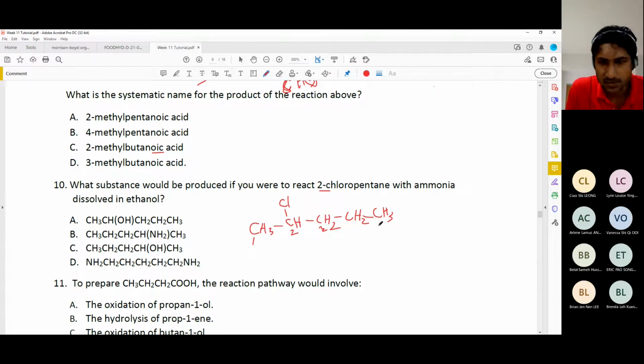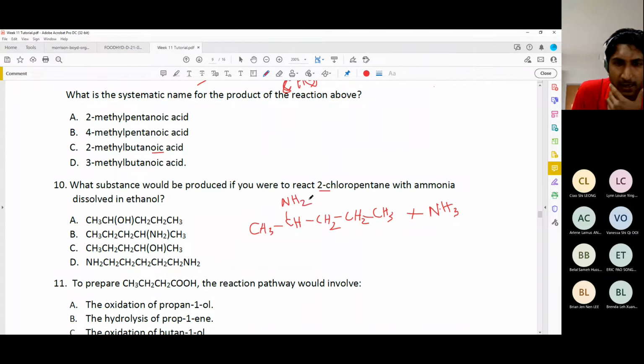Now the question is asking if I would add ammonia, which is dissolved in ethanol. Why is it dissolved in ethanol? Because ammonia is a gas. In ethanol, it can be in a liquid form. You can mix it. If I would add it here, what will happen is this chlorine will be replaced, and this is totally gone from here. And ammonia is coming here. Not ammonia, but NH2.